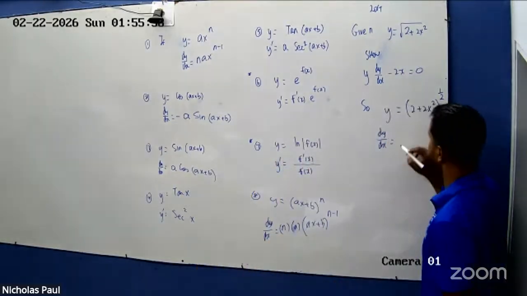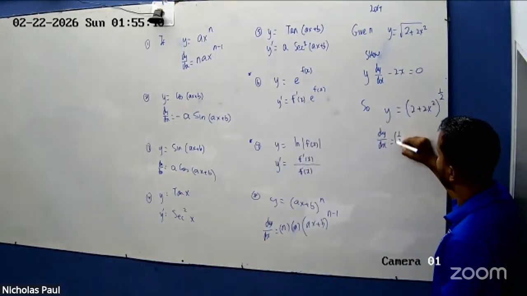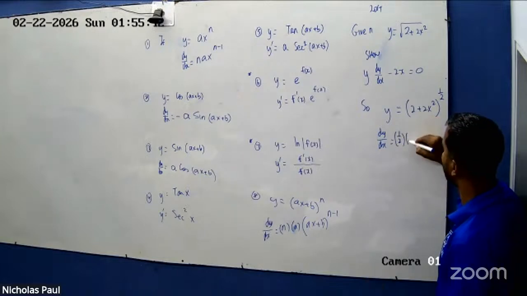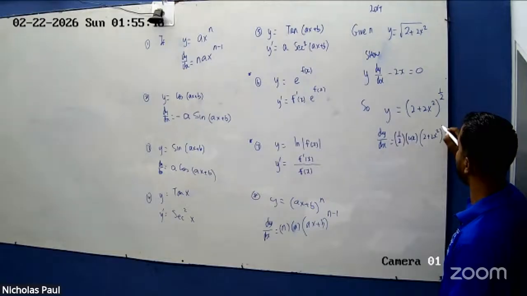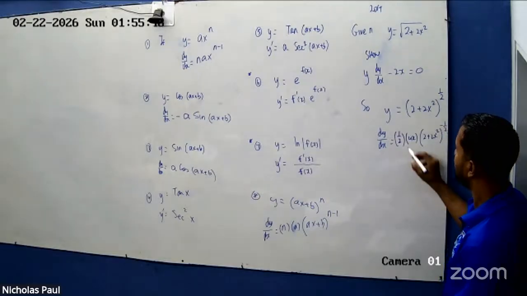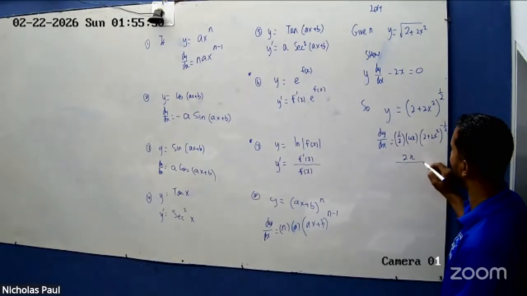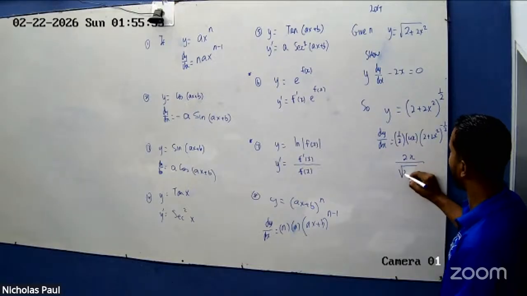Right, let's see what you got. So bring down the half, differentiate inside the bracket, write back the bracket, and minus 1 from the power. Half of 4x is 2x, all over the square root of 2 plus 2x squared.